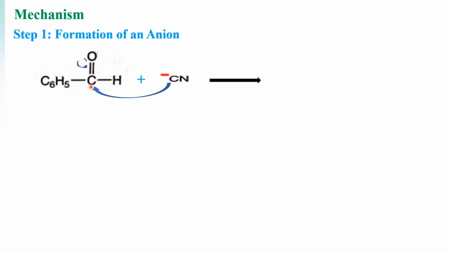Because of that attachment, the valency of carbon would change. To satisfy the valency, the double bond would be cleaved and converted to a single bond, so the bond becomes a negative charge. That's why we are getting this product. CN would be attached with this carbon, and the double bond would be converted to a single bond. So oxygen is getting the negative charge, and that can be called an anion or an alkoxide ion.